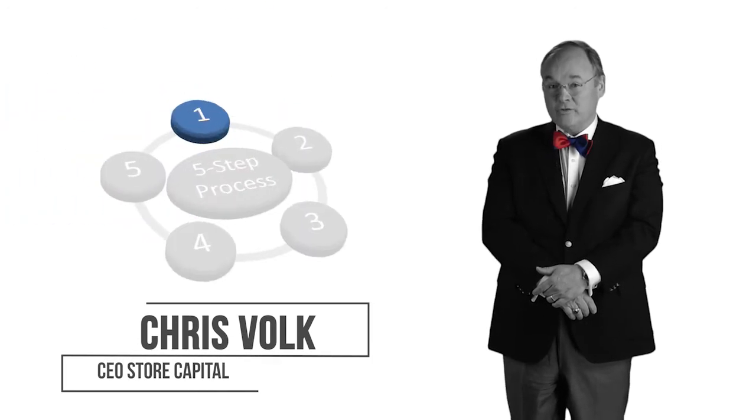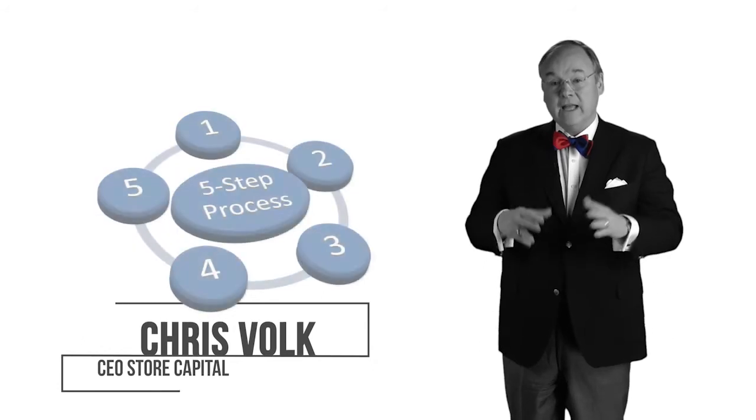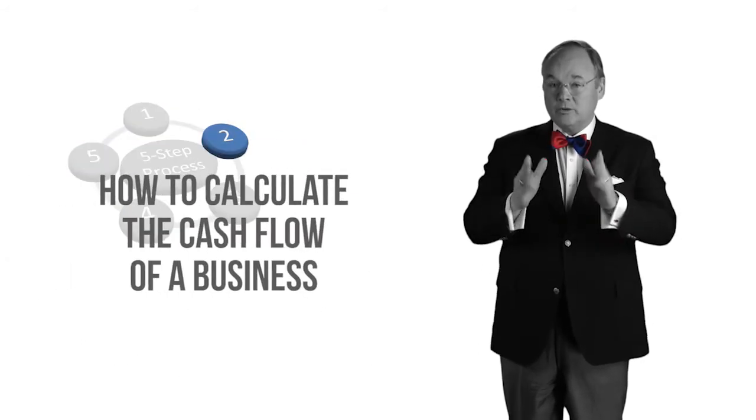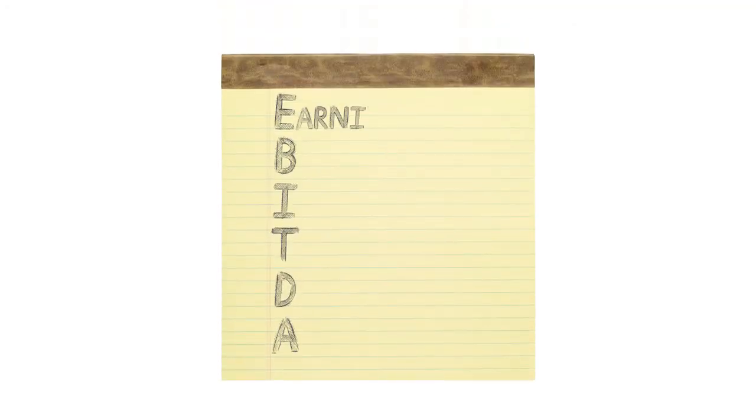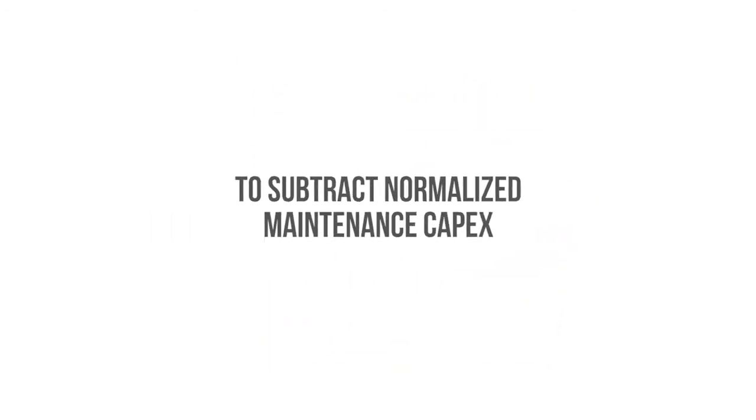In the first two segments of this lesson, we discussed the importance of understanding the needs of the seller and then how to calculate the cash flow of a company that you intend to purchase, which is to estimate corporate EBITDA, or earnings before interest, taxes, depreciation, and amortization, while also incorporating the cost of normalized annual capital expenditures.